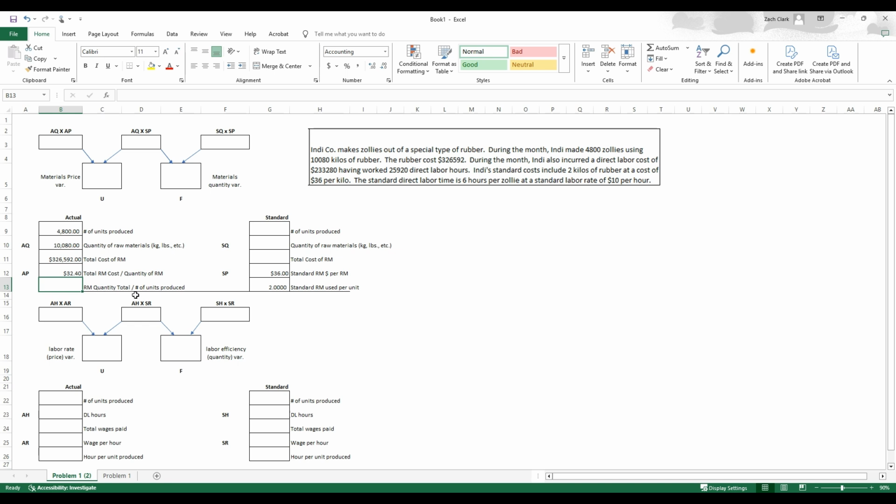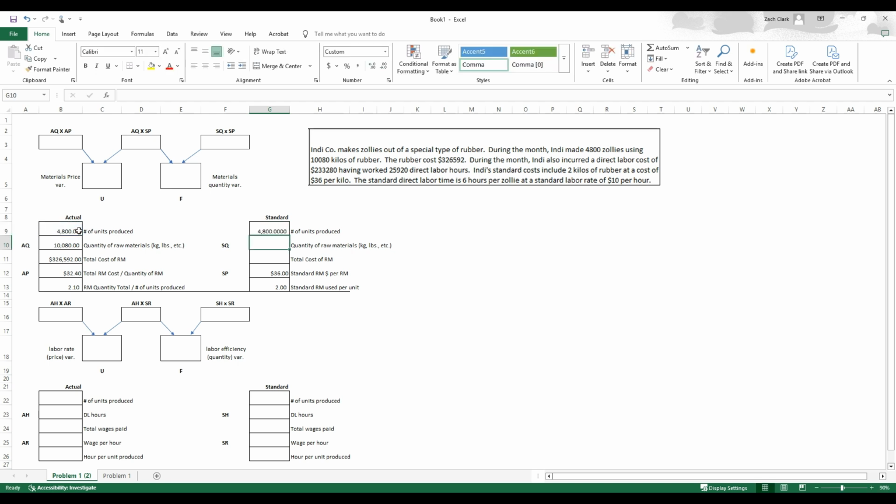Okay, and finally, let's do our actual side. Let's do our raw materials quantity total. So how much raw materials did we use for all this? 2.10 kilos. So a little bit worse than what we planned for, which was 2 kilos per unit produced. So we're going to have an unfavorable variance when it comes to our materials quantity usage variance.